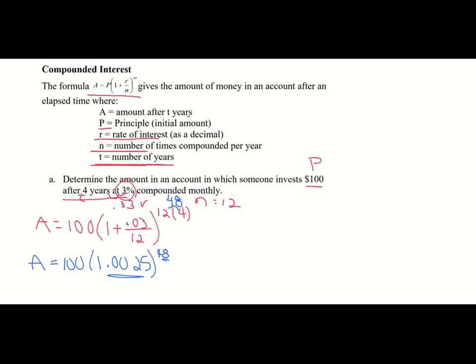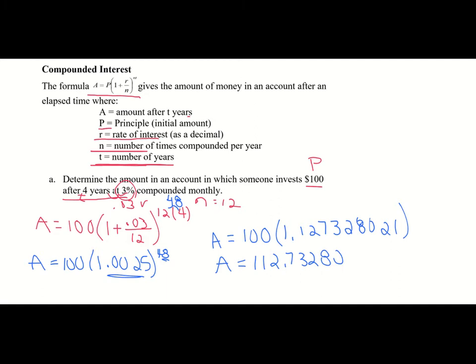And that is going to give me A is equal to 100 times, and I'm not going to round or cut off any numbers until the very end. So whatever the calculator gives me, I'm going to keep. So I'm going to do 1.127328021. So I wrote everything that it gave me, and then I'm going to times that by 100. And I get A equals 112.7328021. Now we're dealing with money, so we're going to round to the hundredths, which is right here, the 3.